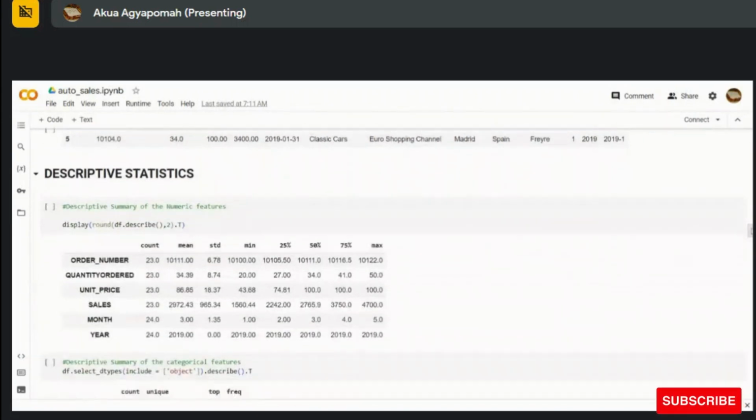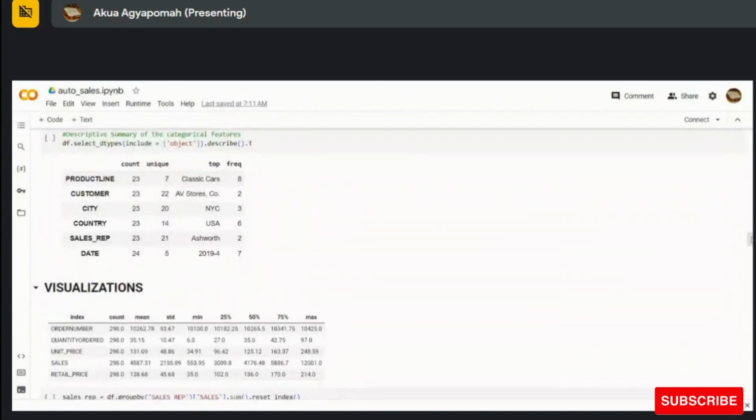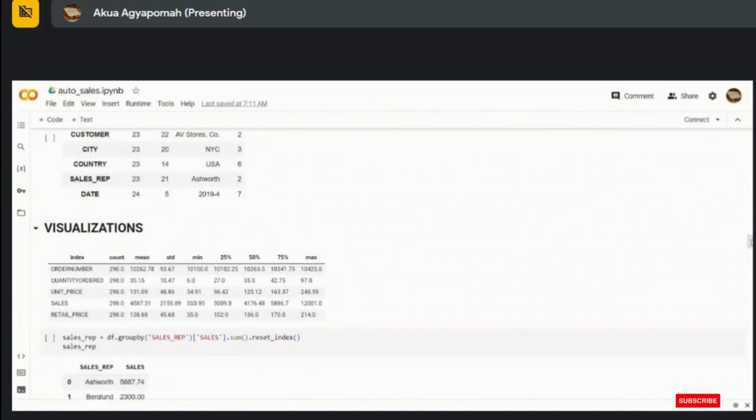And then I did some descriptive stats on the data set that we have. As I said earlier on, the data is actually a truncated data set. I've had it for a long time now, and it's about sales of automobiles, like vehicles. Let me put it that way.